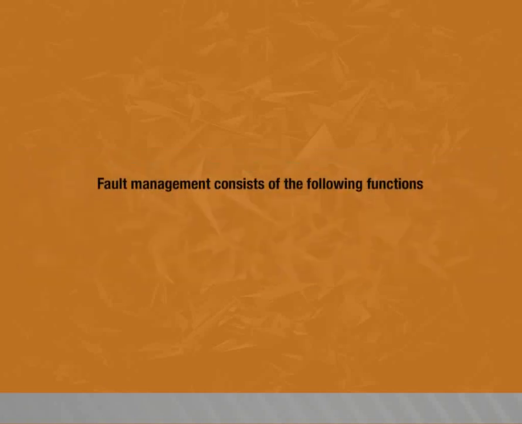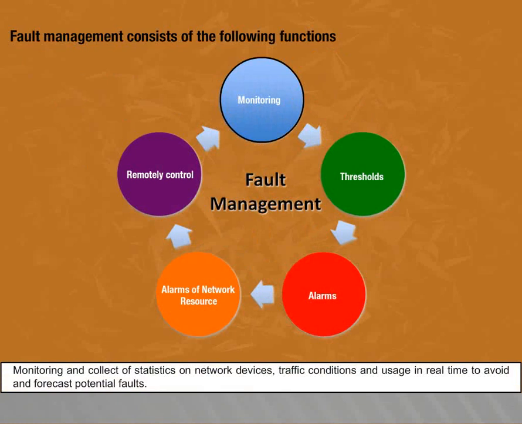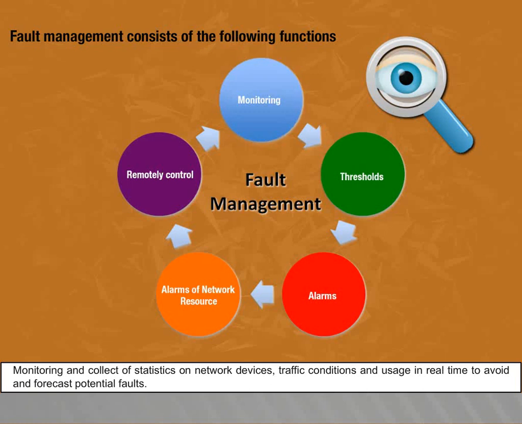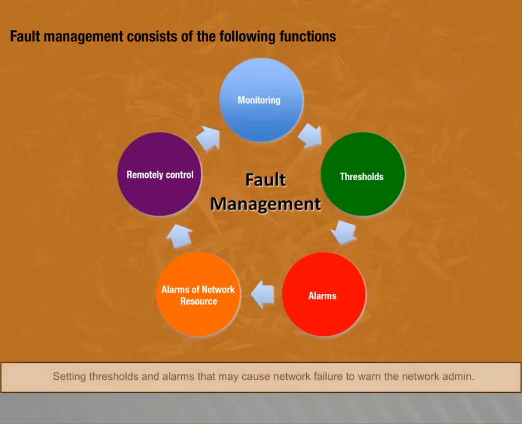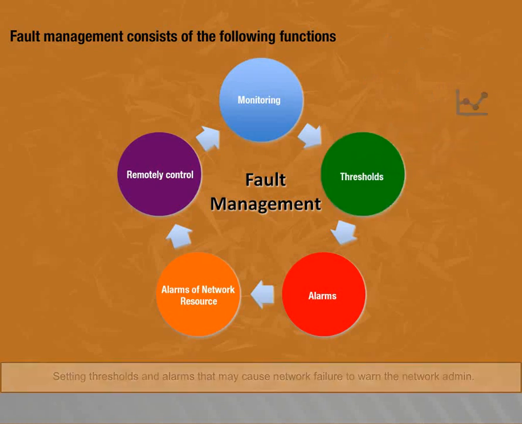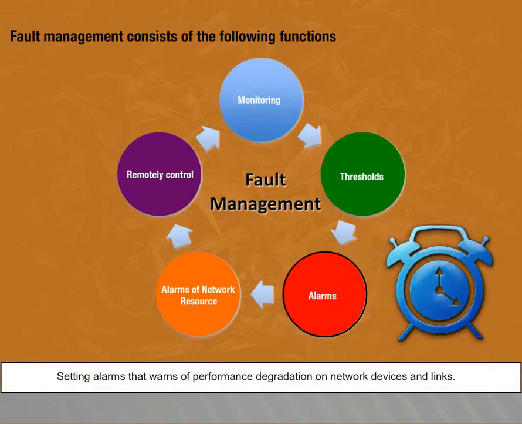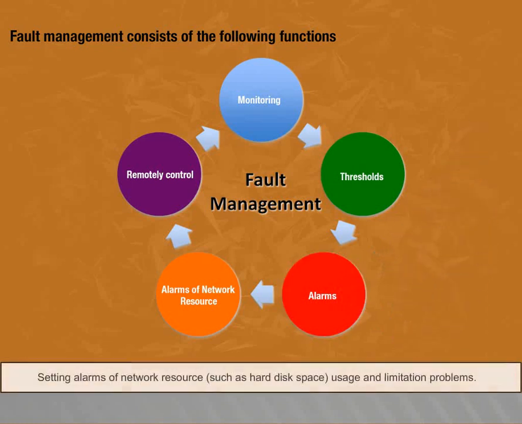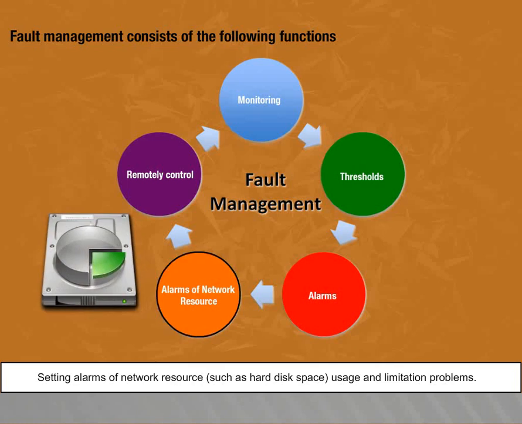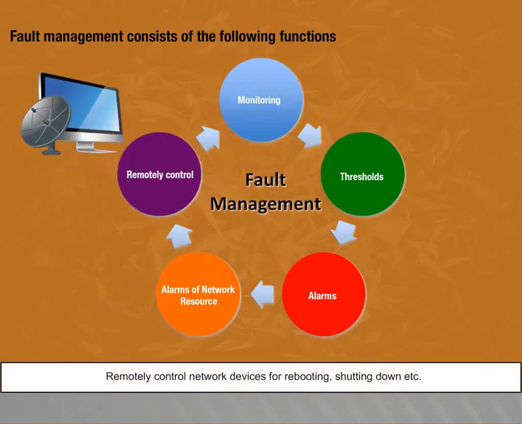Fault management consists of the following functions: monitoring and collecting statistics on network devices, traffic conditions, and usage in real time to avoid and forecast potential faults. Setting thresholds and alarms for conditions that may cause network failure to warn the network admin. Setting alarms that warn of performance degradation on network devices and links. Setting alarms for network resources such as hard disk space, usage, and limitation problems. Remotely controlling network devices for rebooting, shutting down, etc.